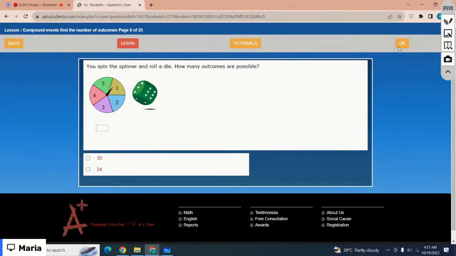You spin the spinner and roll a die. How many outcomes are possible? Which is the correct option? The correct option is 30 outcomes. You have 6 outcomes from the die and 5 for the spinner. So that would be 6 times 5. The total outcomes are 30.